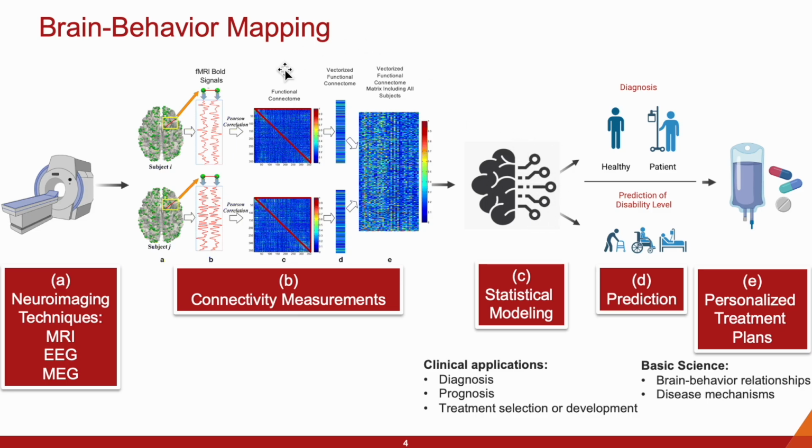Machine learning and functional connectomes combined can be used for different purposes, including diagnosis, to distinguish patients from healthy individuals, or to predict disability level, for example, to predict memory loss in people with Alzheimer's disease. So there are different ways of exploring functional connectivity using machine learning techniques, including diagnosis, prognosis, or treatment selection or development. Or we can use it in basic science to better understand the brain and behavior relationship, or to better understand the neurobiological mechanisms underlying the disease pathology.